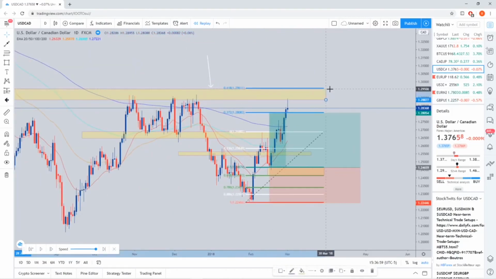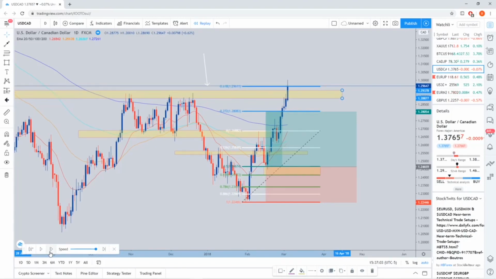It came up to this resistance level here. I don't think it would hit. No, it hit 618 level. Okay, it did hit 618 level.